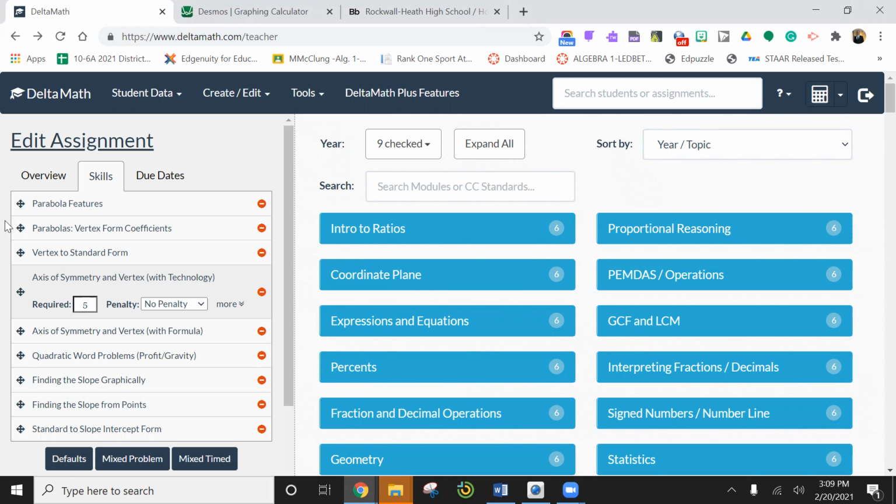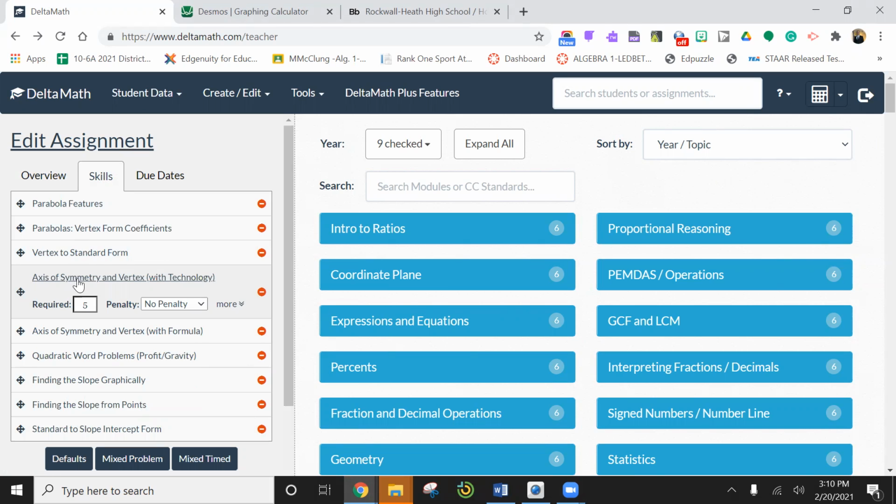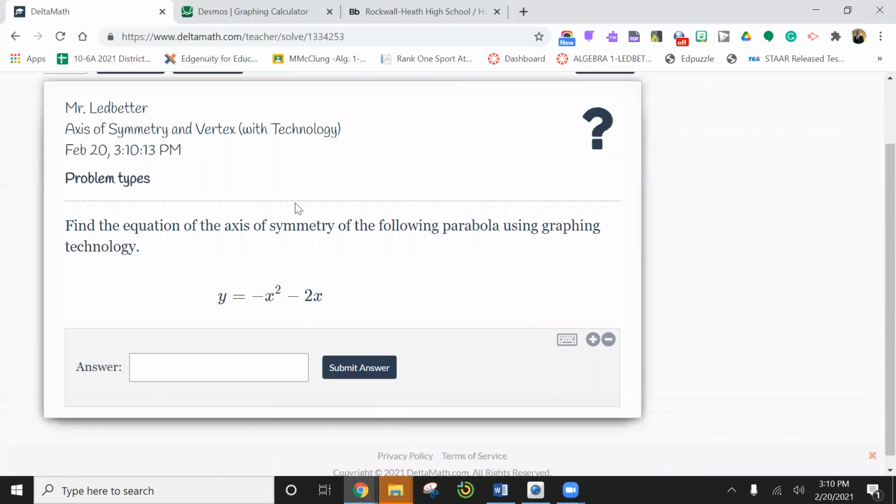We're still working on the vertex form, standard form, Delta Math. If you go to axis of symmetry and vertex with technology, I'm going to click on this. Here's my equation, and it says with technology. They're trying to get you to use a calculator or Desmos, which we can do, so we're going to go ahead and put this in Desmos.